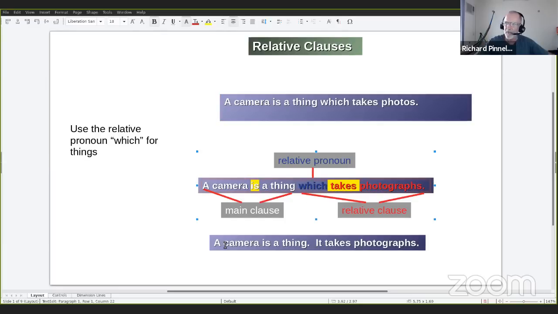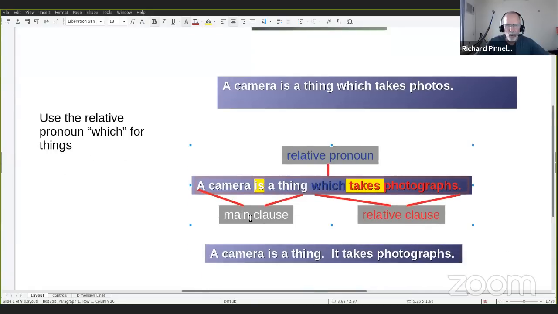Underneath I have two sentences which say the same thing. The first sentence is, a camera is a thing, full stop. It takes photographs. What we're doing with this sentence here is joining the two clauses together, and we're basically replacing the subject pronoun here, it, with the relative pronoun which. A camera is a thing which takes photographs, or a camera is a thing which takes photos. So this is a relative clause.